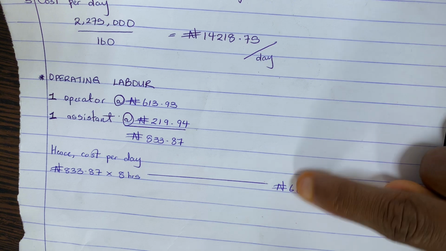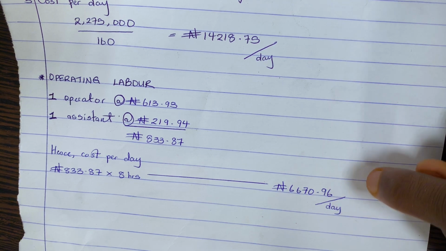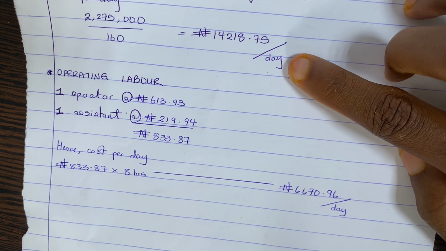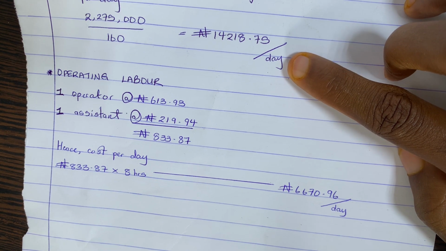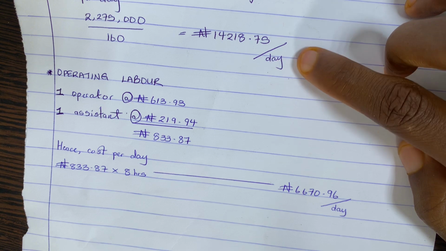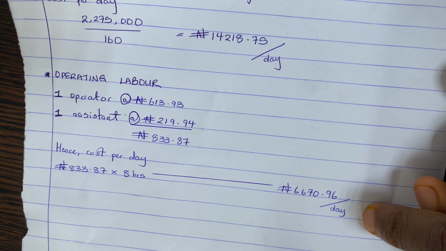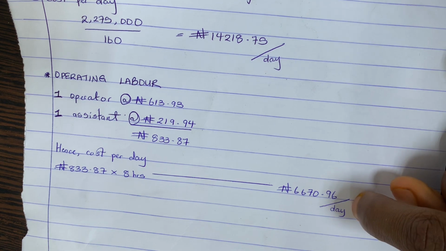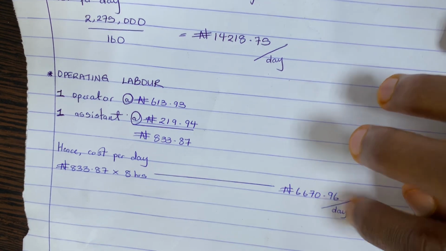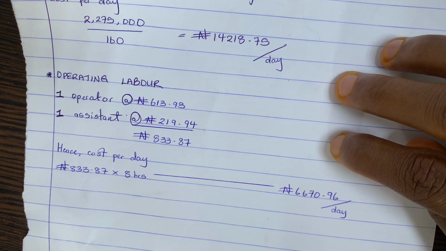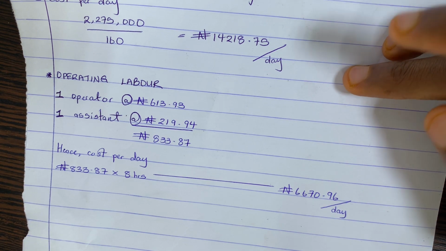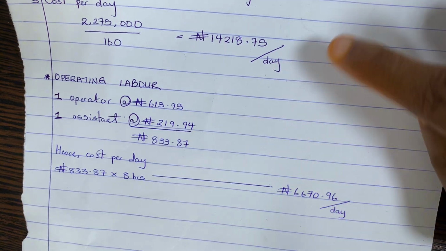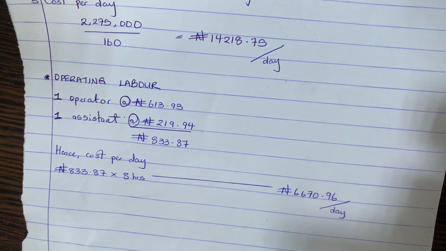So as you can see now, if you look at that of the plant and that of the operating labor, we are deducing everything by a common unit, which is the cost per day. For the plant, we have what? 14,218.75 naira per day, and for the operating labor, we have 6,670.96 naira per day. It is important that these two units be uniform. You should already know that in your physics. So whatever you are calculating, the units should be uniform. That is why the two of them are in cost per day.